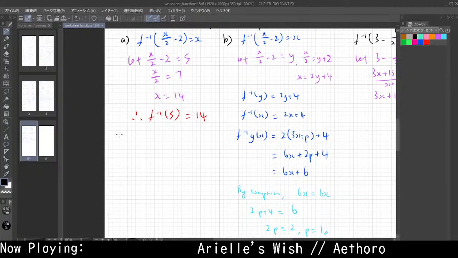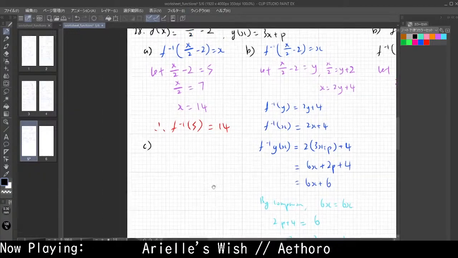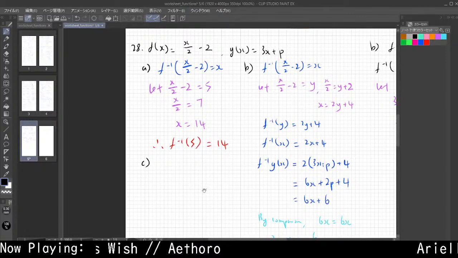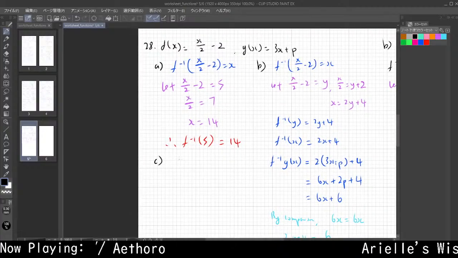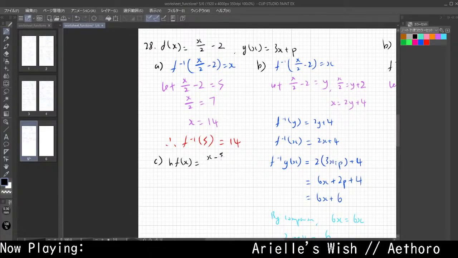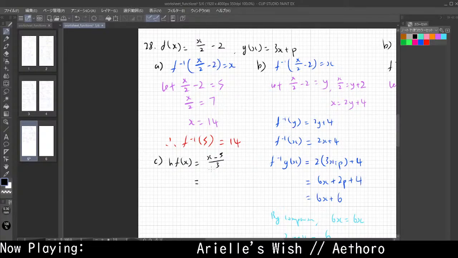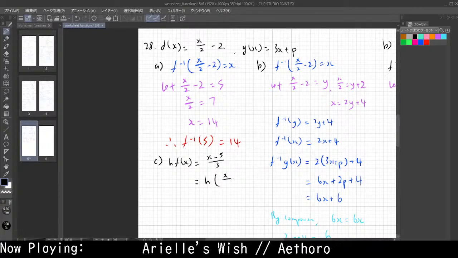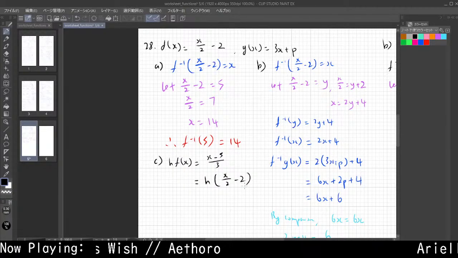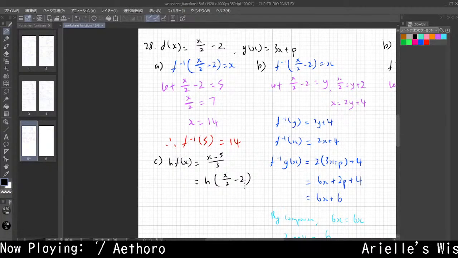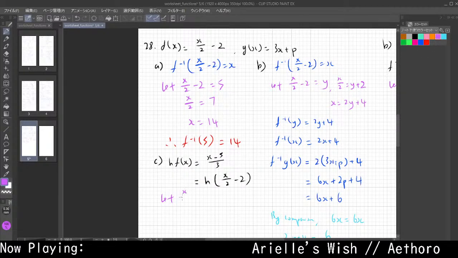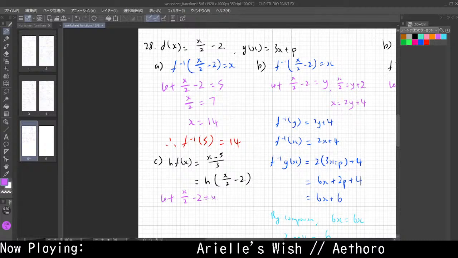C. h(f(x)) equals this. Okay, so given inside find outside. Not that easy. Okay, so h(f(x)) is equal to (x minus 5) over 3. This is also equal to h bracket x over 2 minus 2. You want to let this be equal to y as well. So let x over 2 minus 2 equals y.